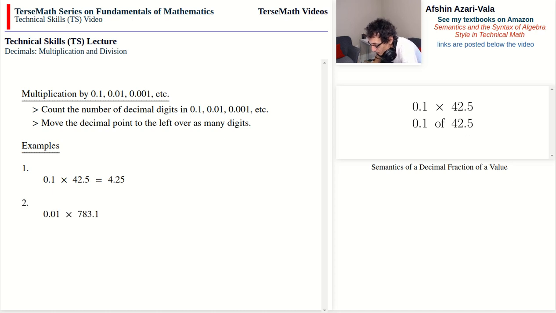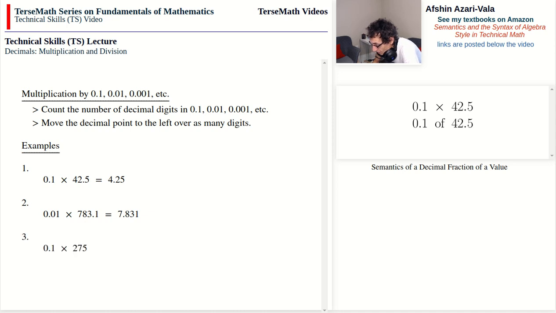Number 2, 0.01 times 783.1, and the formal way of reading it is 100th of 783.1. 100th of implies that we divide by 100, and therefore decimal point moves back over 2 digits, and we get 7.831.